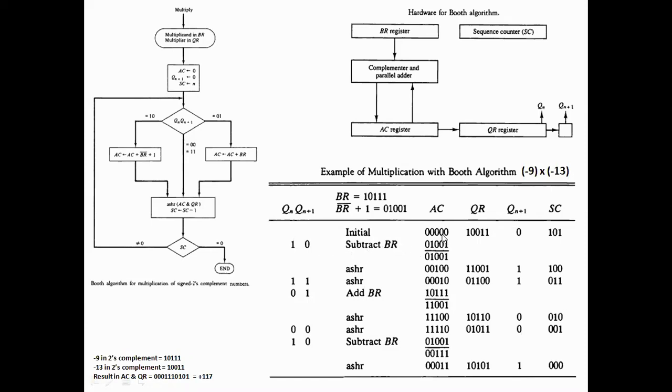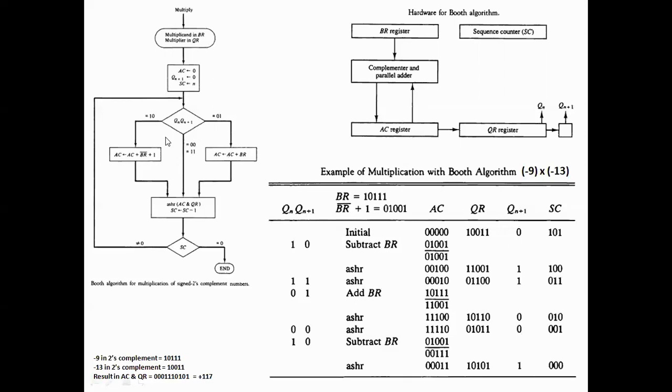So subtraction means this AC is to be added to BR bar plus 1, in fact. So when we add these two, which is the same as the subtraction operation of AC and BR, we get this thing.